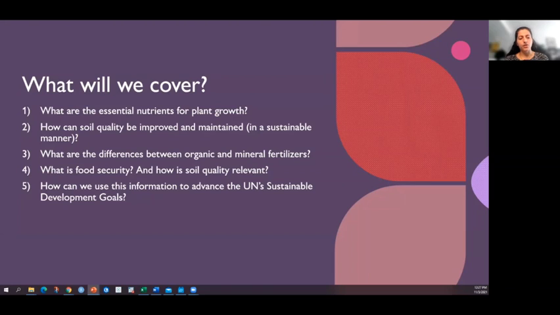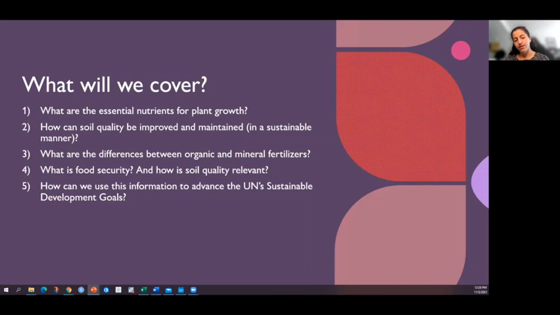In the first lecture, we'll talk about the essential nutrients for plant growth. We'll discuss 17 different elements for plant growth and how each of them performs a specific role and how we can identify when they're deficient. In the second lecture, we'll talk about soil quality, how this can be improved and maintained. And we're gonna introduce an aspect of sustainability. We're gonna talk about sustainable practices to manage soil quality.